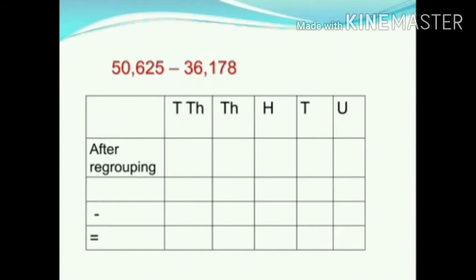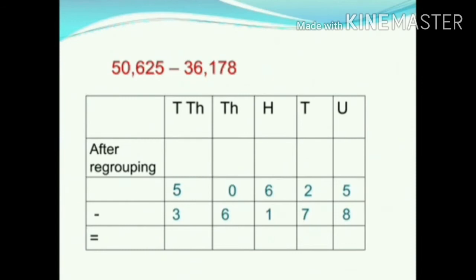The first question is 50,625 minus 36,178. First we write the digits in the vertical column according to place value of each digit. First we should start from units place. Which numbers are there in the units place? In units place, minuend is 5 and subtrahend is 8. 5 is smaller than 8. 8 cannot be subtracted from 5.